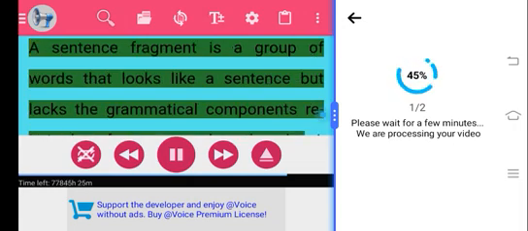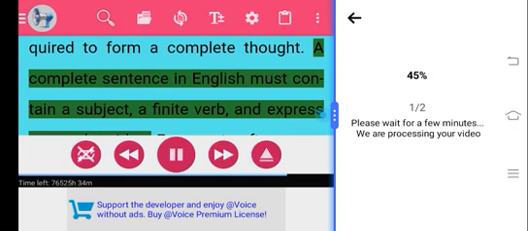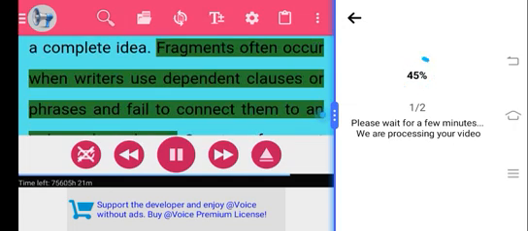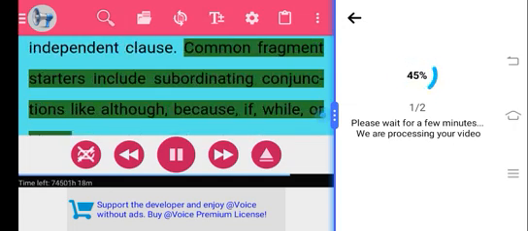No tables. A sentence fragment is a group of words that looks like a sentence but lacks the grammatical components required to form a complete thought. A complete sentence in English must contain a subject, a finite verb, and express a complete idea. Fragments often occur when writers use dependent clauses or phrases and fail to connect them to an independent clause. Common fragment starters include subordinating conjunctions like although, because, if, while, or since.